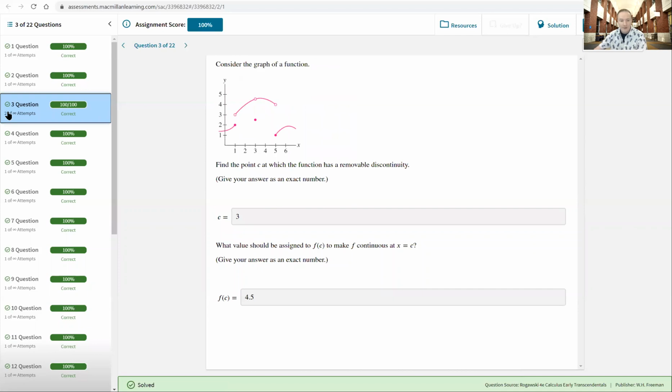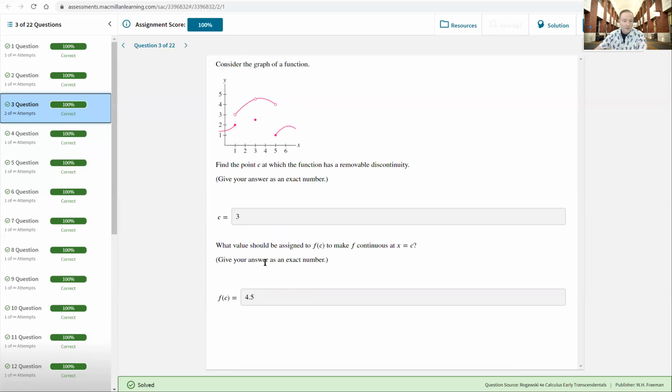For our next problem here, again, a graph. And in this graph, it's asking me to find the point c at which the function has a removable discontinuity. So in this one, that's pretty much the same as the last one. You can say, well, removable discontinuity is when the left and right-hand limit go to the same value, but the function is not defined at that value. That only happens at x equals 3 here. So I can say, well, the value of c is 3.